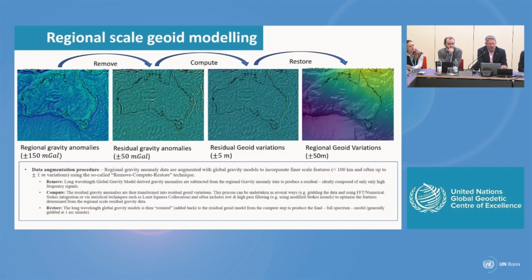But we found that the least squares collocation was giving us better and more accurate results once we could make that code base more efficient. So we've moved to using a least squares collocation process in Australia.